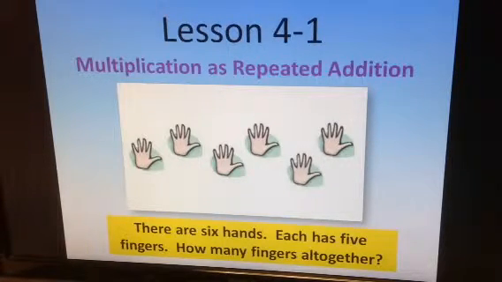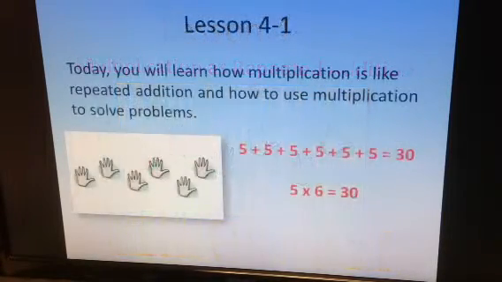The picture here kind of shows what we're talking about when we say multiplication as repeated addition. At the bottom it says there are 6 hands. Each has 5 fingers. How many fingers altogether? This is a problem that could be solved with repeated addition or with multiplication. Here's what I mean.